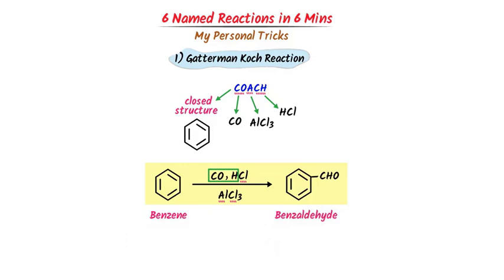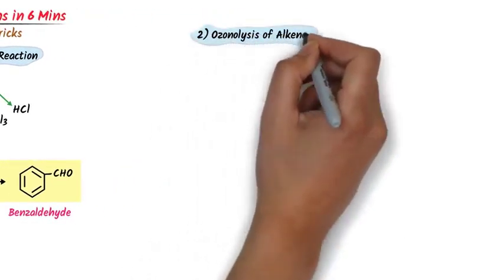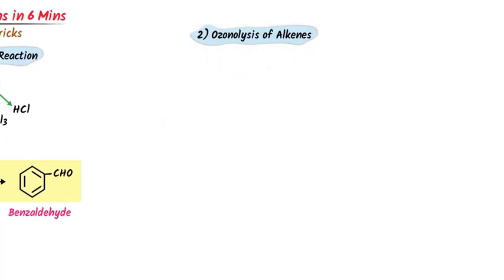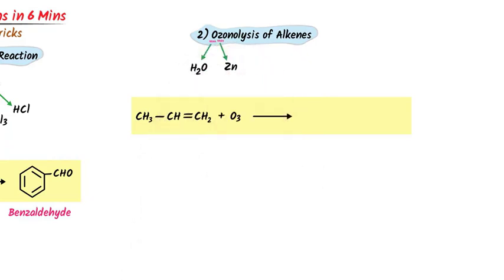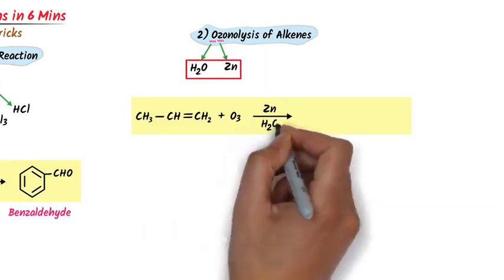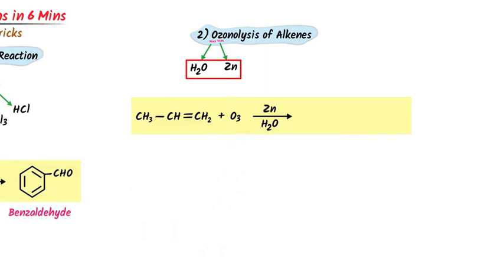Now we will learn the second named reaction, ozonolysis of alkenes. Well, I take an alkene. We know that ozone is O3. Secondly, this Z in ozonolysis reminds me of zinc. This O reminds me of H2O. I take zinc and H2O and write them here. The trick is, ozone always attacks the double bond. Let me repeat it: ozone always attacks the double bond.